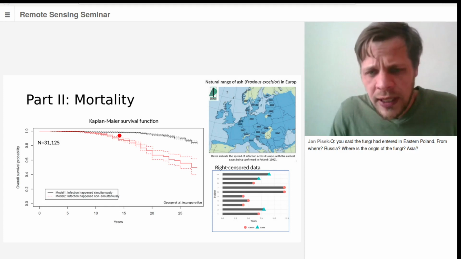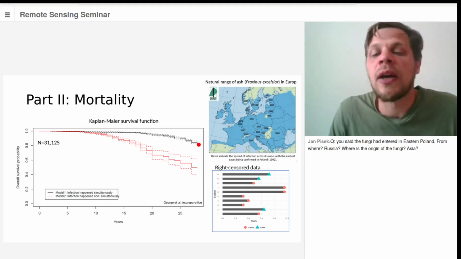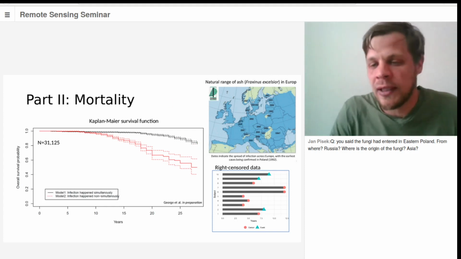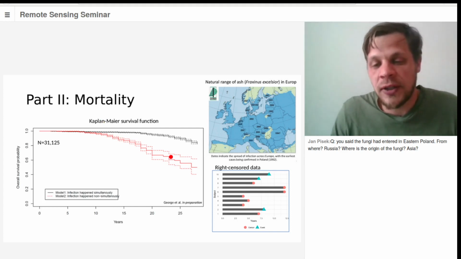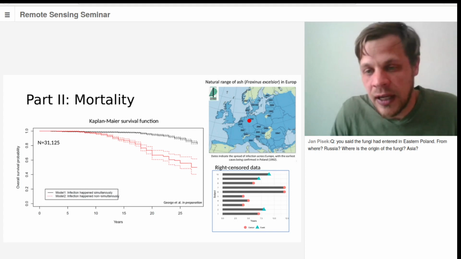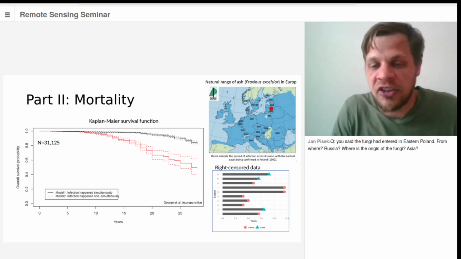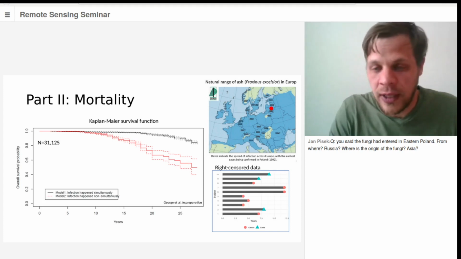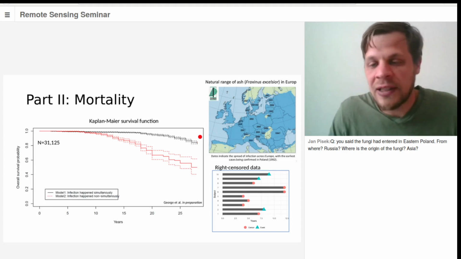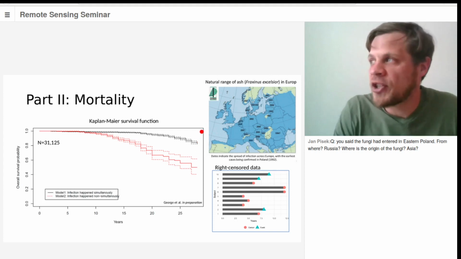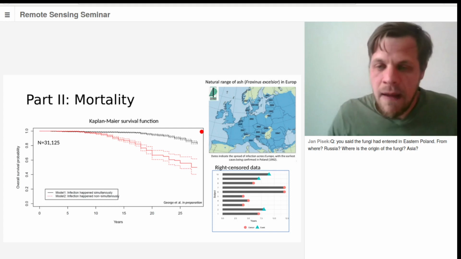In the first survival function, we treated the data in a way that we said, well, we just say 1992 was the day of infection, regardless of whether the trees were located in the west or in the east. And the red function takes into account the spreading history of the fungi. And this makes a difference because you calculate the time between infection and death.